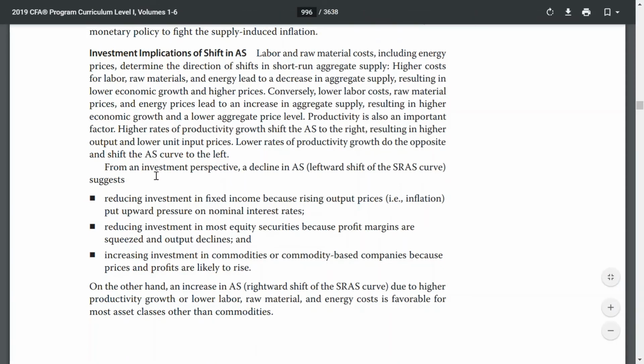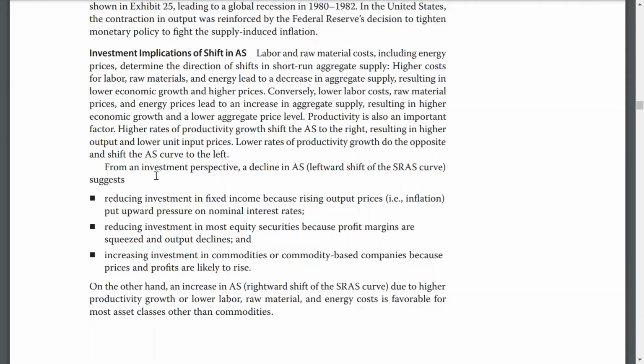Higher costs of labor, raw materials, and energy lead to a decrease in aggregate supply, resulting in lower economic growth and higher prices. Conversely, lower labor costs, raw material prices, and energy prices lead to an increase in aggregate supply, resulting in higher economic growth and a lower aggregate price level. Productivity is also an important factor. Higher rates of productivity growth shift the AS to the right, resulting in higher output and lower unit input prices. Lower rates of productivity growth do the opposite and shift the AS curve to the left.